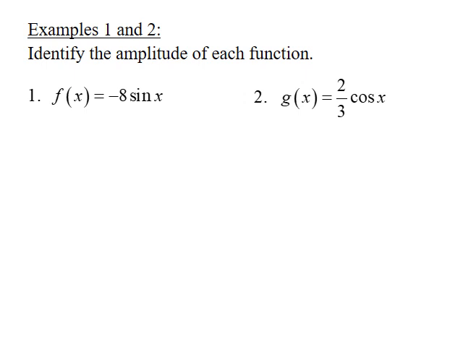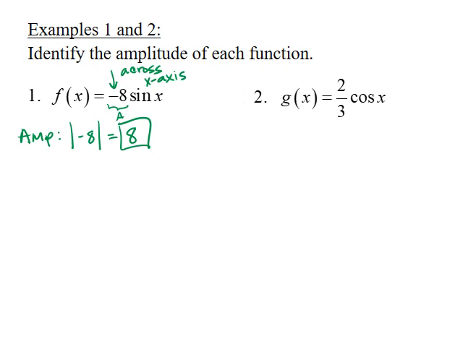So let's talk about the amplitude. And again, when we're dealing with the amplitude, if you look at this first example, there's a negative sign. That negative sign just tells us that we are reflecting across the x-axis. So we don't consider that negative when dealing with the amplitude. The amplitude is the absolute value of A. And in this case, A is -8. The absolute value of that is 8.